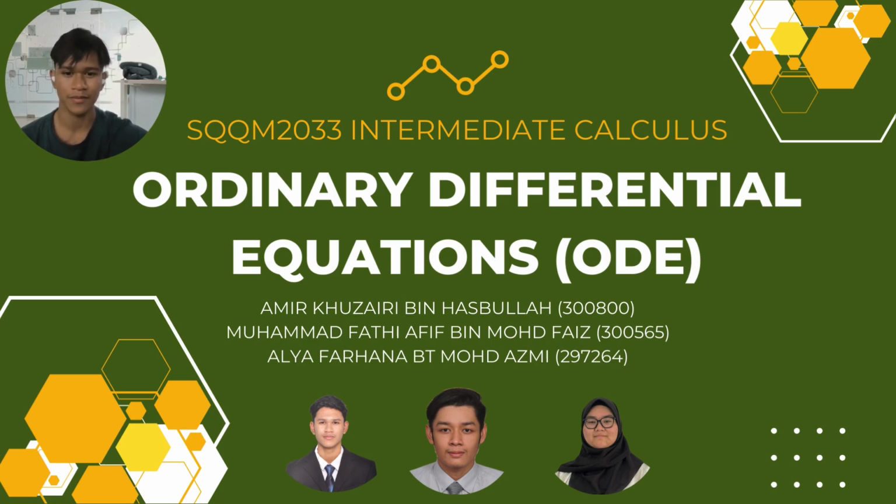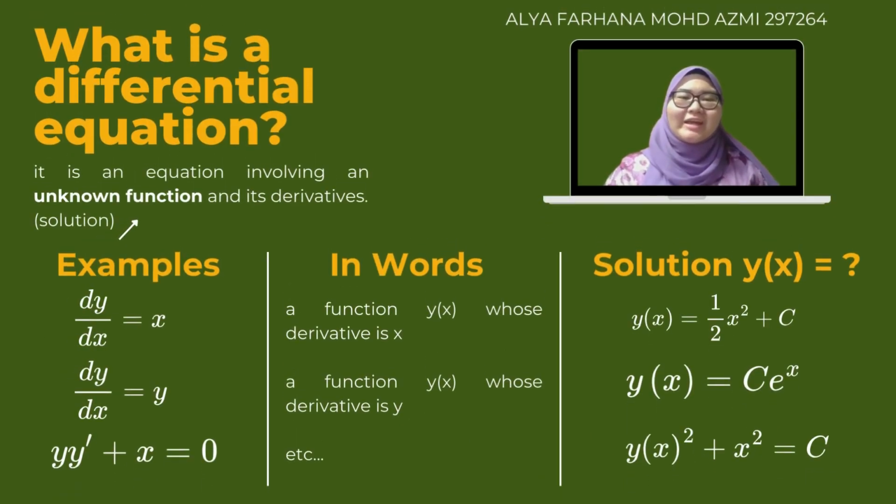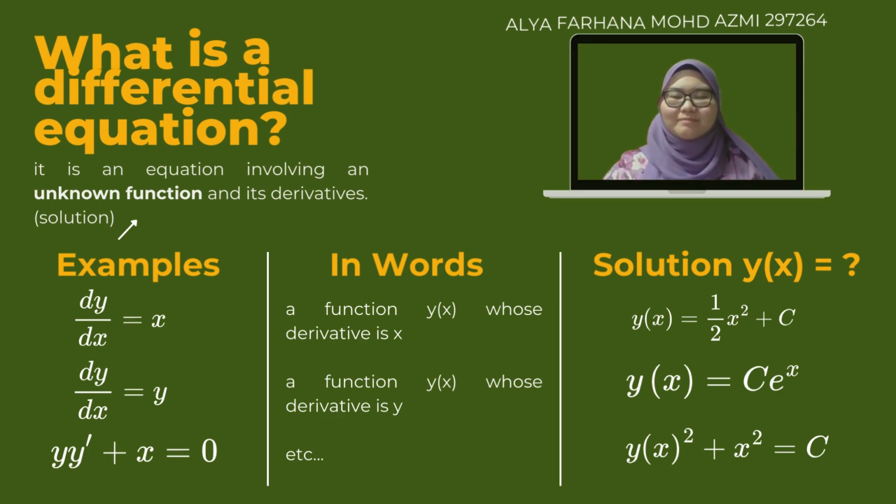Let's get to it. So let's begin with what exactly is a differential equation. It is an equation involving an unknown function, which may also be called a solution, and its derivatives. Some examples are shown below, such as a function y(x) whose derivative is x, a function y(x) whose derivative is y, and so on. So the solution for y(x) can look like something such as, let's say the first one, y(x) equals 1.5x to the power of 2 plus a constant.